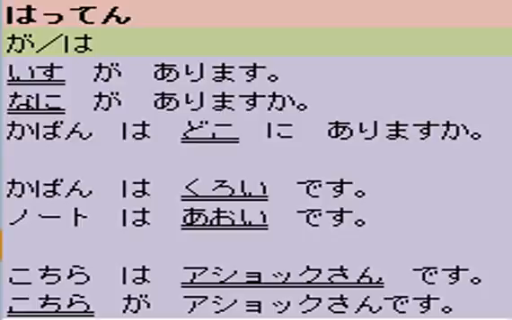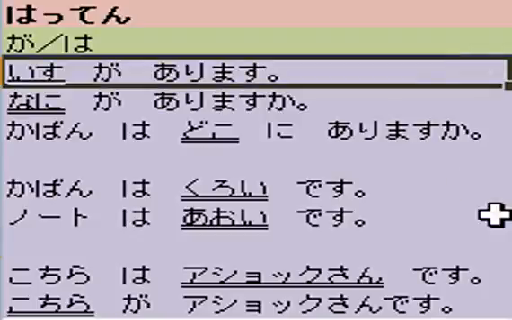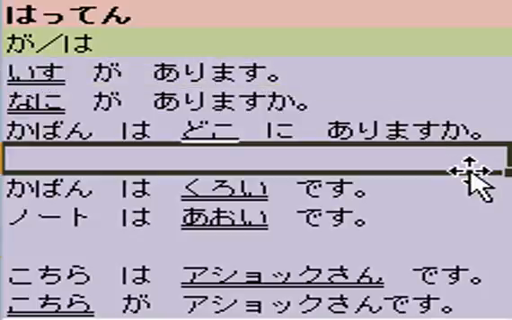The next session is Hattin. Here we are going to see the difference between ga and wa in sentences. This will help you understand the difference between ga and wa in a better way. So the first one is isu ga arimasu. Isu ga arimasu means the chair is here or the chair is there or there is a chair, which means the listener is not aware that a chair is around. The speaker is saying there is a chair.